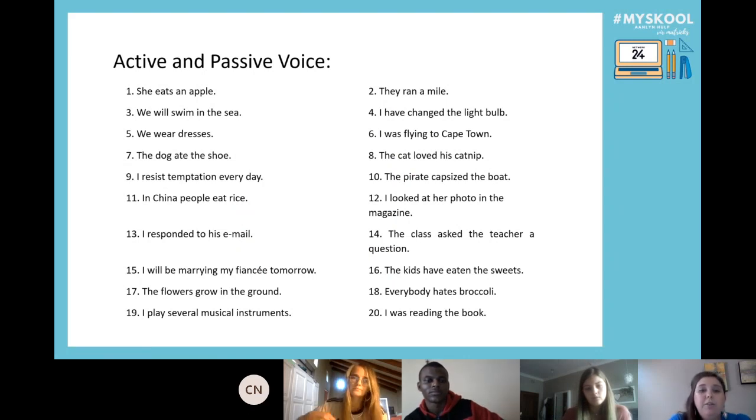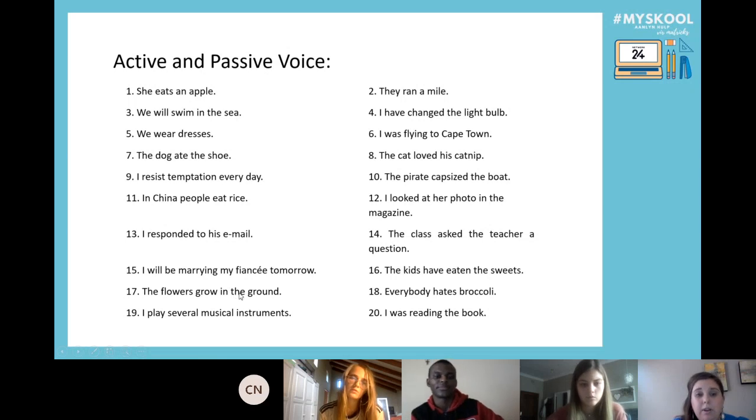17, Layla, the flowers grow in the ground. What tense is it in? It's in the simple present tense. In the simple present tense, exactly. So? In the ground, the flowers are grown. Okay, that's not completely correct, but your verb is at least correct. You start with the ground. The ground is grown in by the flowers. But you would still get your mark because your verb is still correct.